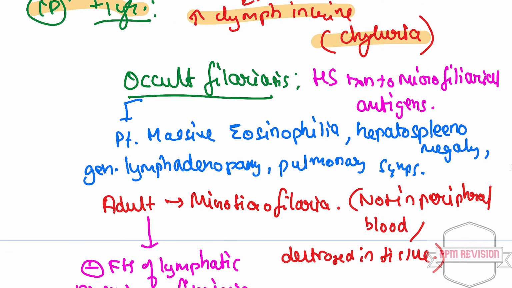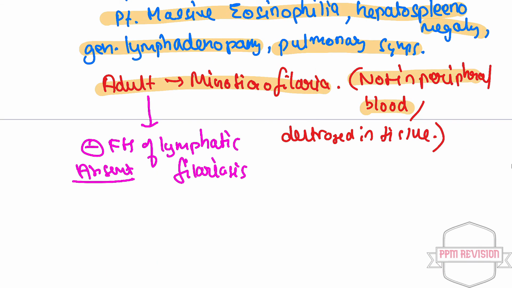There is a stage called occult filariasis. This is due to the hypersensitivity reaction to the microfilarial antigens, and the patient has massive eosinophilia. There is hepatosplenomegaly, there is generalized lymphadenopathy, there are pulmonary symptoms as well. The adults produce microfilaria and they are not in peripheral blood and are destroyed in tissue. And another point is that the features of lymphatic filariasis are completely absent.